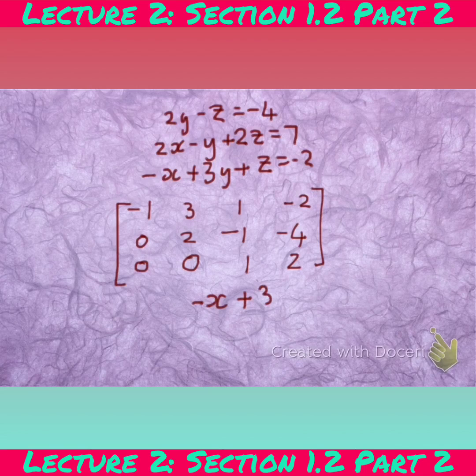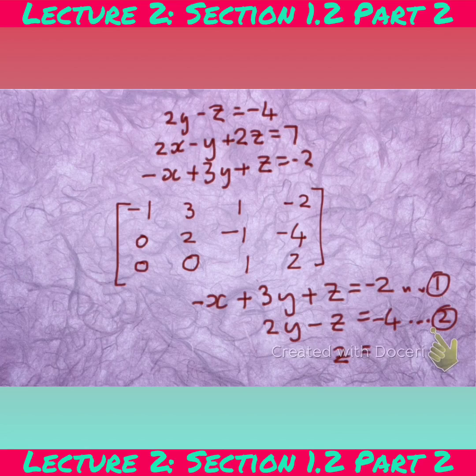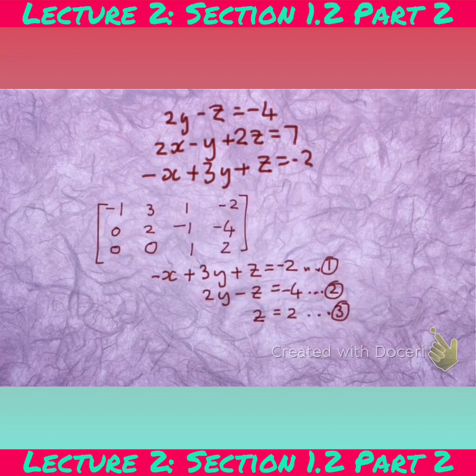So writing down the linear system that corresponds to this reduced matrix, the first equation becomes minus x plus 3y plus z equals minus 2. The second equation becomes 2y minus z equals minus 4. And the last equation becomes z equals 2. So now having solved z, we don't have to do any further manipulation of the matrix, although we can, it's not necessary. We can now solve this linear system.